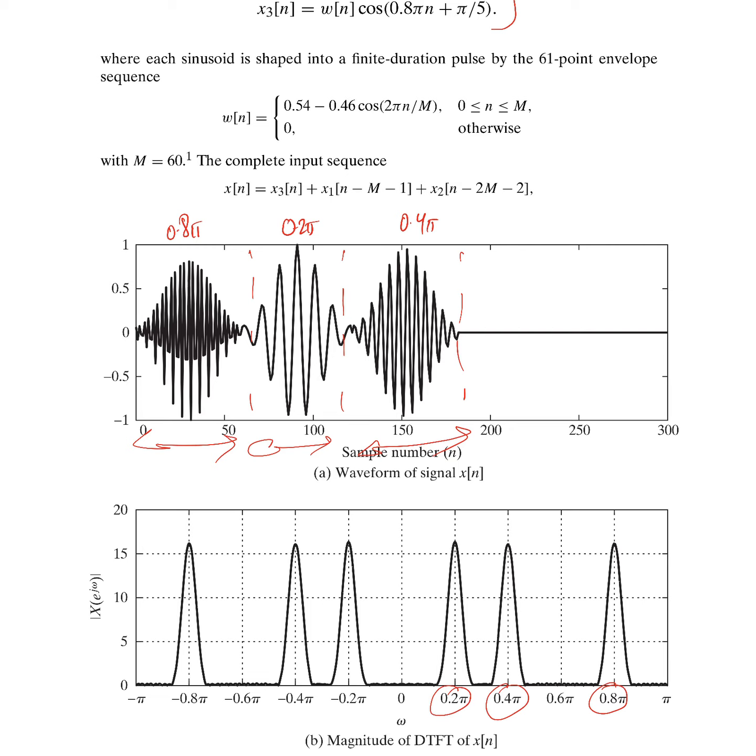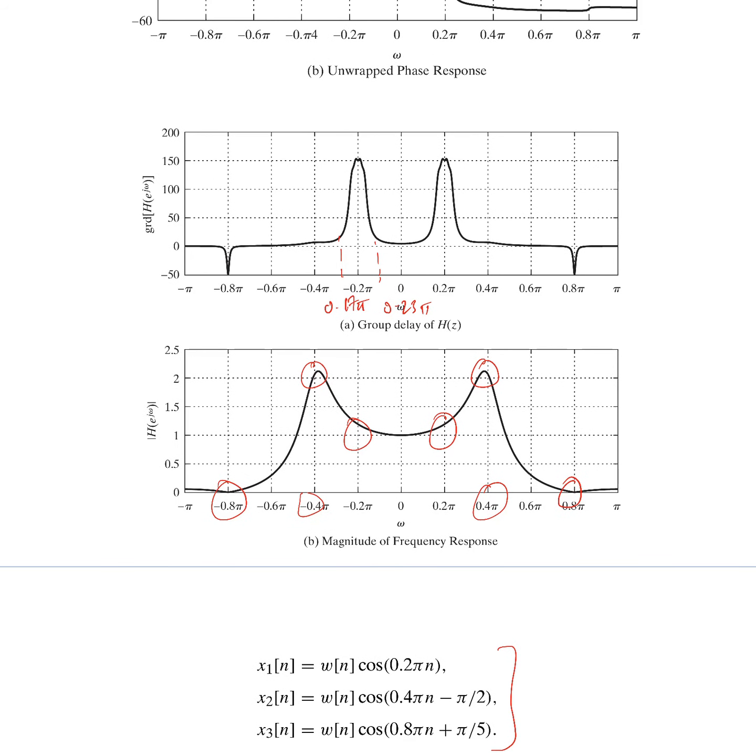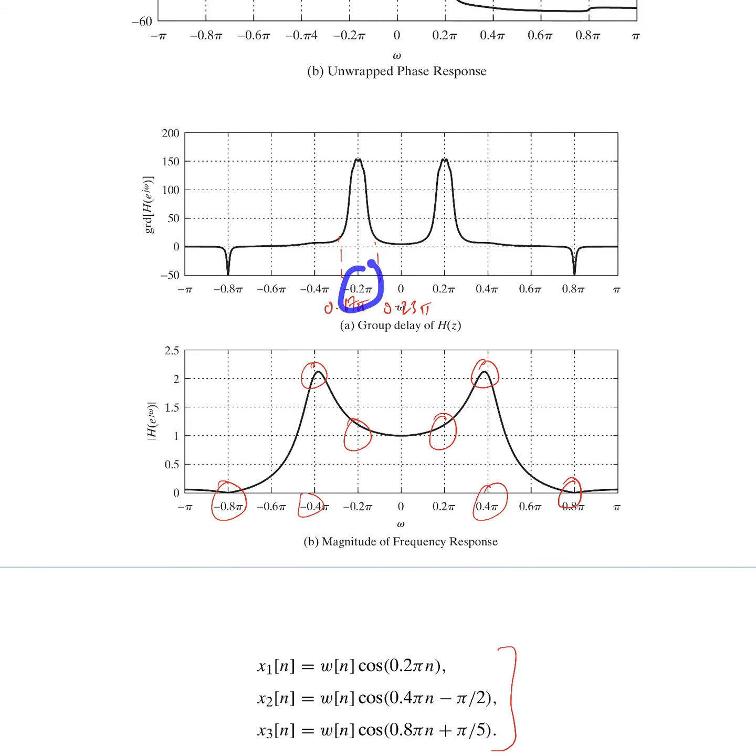This was about the magnitude response. Now talking about the system group delay, let's go to the figure again. Here you will notice that the group delay around the frequency 0 plus minus 0.2 pi is significantly larger than for either 0 plus minus 0.4 pi or plus minus 0.8 pi, and consequently the lowest frequency pulse will experience the most delay through the system.